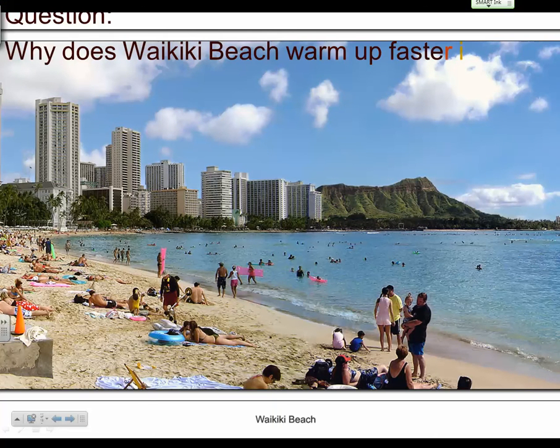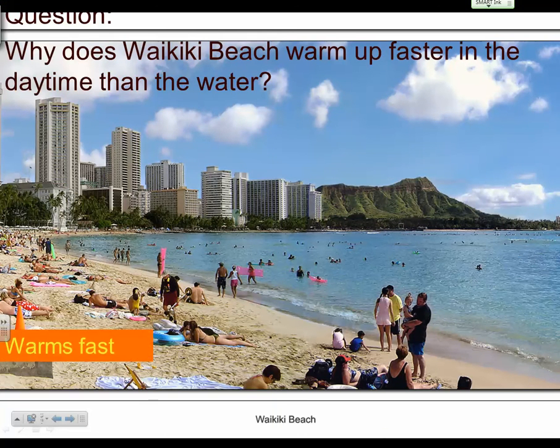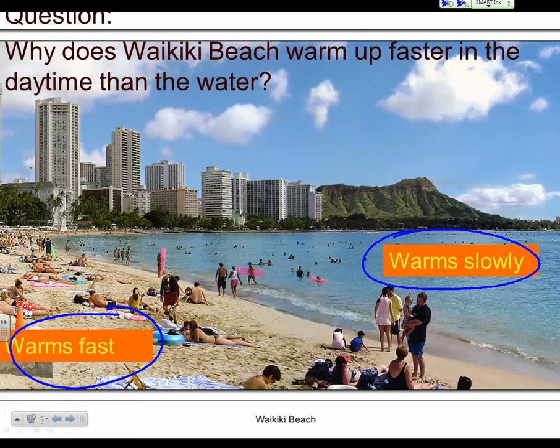We're back. So the last review session we had, the last video review, there was a question posed at the beginning. Why does Waikiki Beach warm up faster in the daytime than the water does? And you can see the picture there. The beach is warming faster and the ocean's warming more slowly.